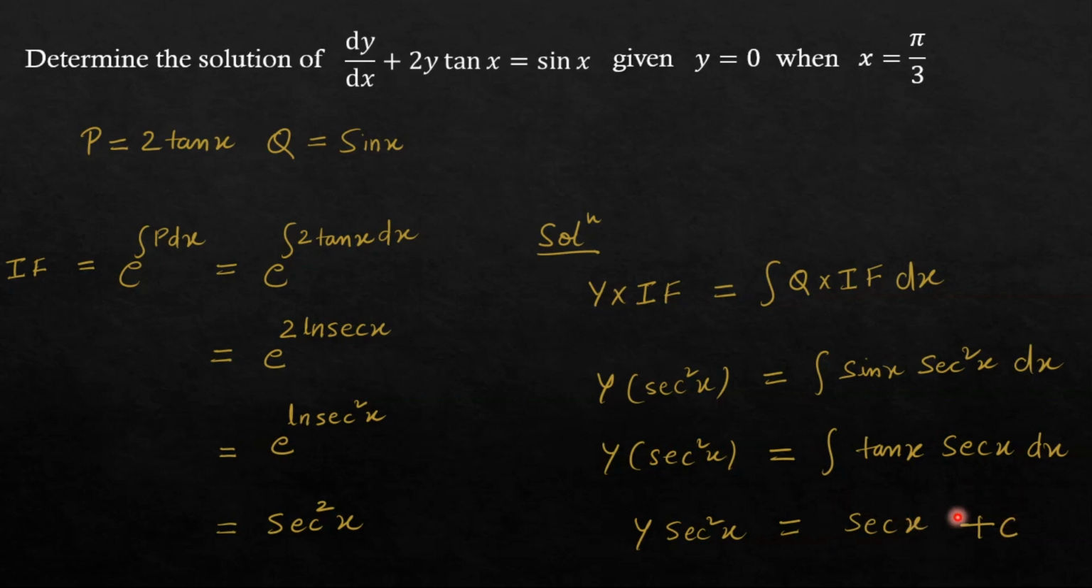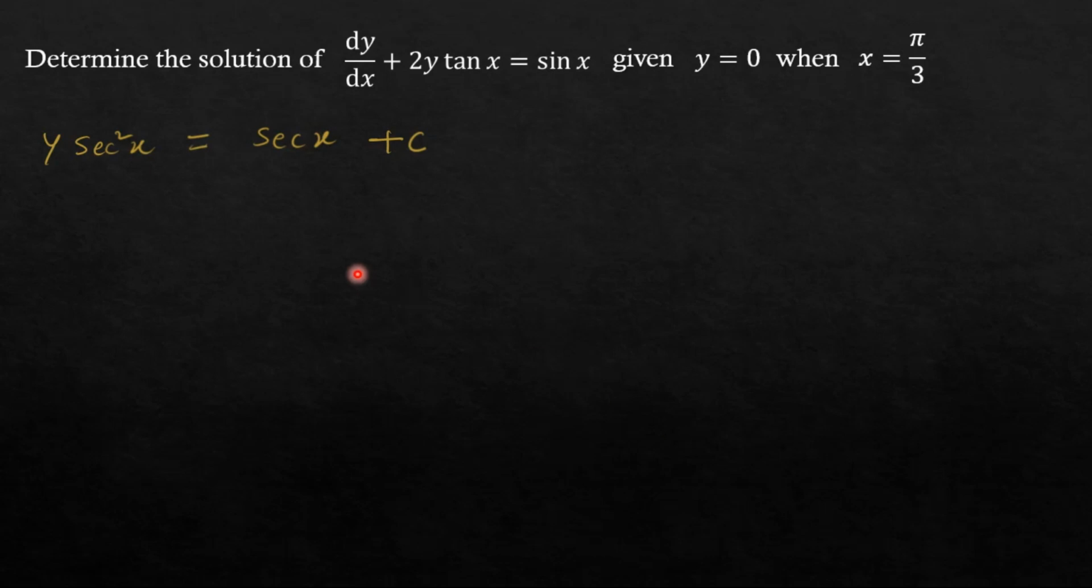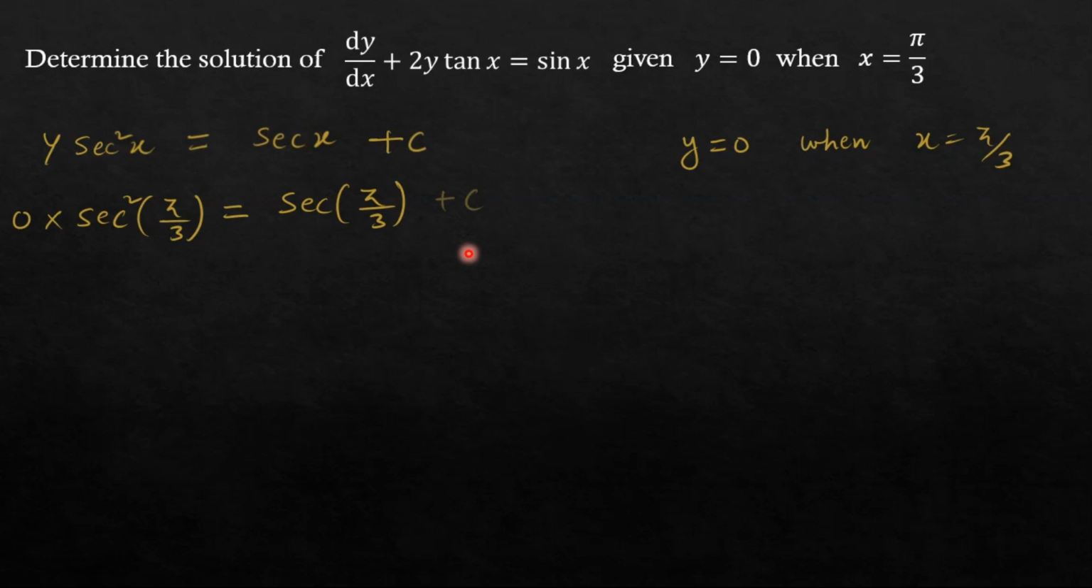Now we can find the value of the constant by using this condition. So we have the solution y sec square x is equal to sec x plus c. This is the solution. Now it is given that y is equal to 0 when x is equal to pi by 3. Put the value of x and y to get the value of c. Y is 0, so 0 into sec square pi by 3, the value of x being pi by 3, is equal to sec pi by 3 plus c.